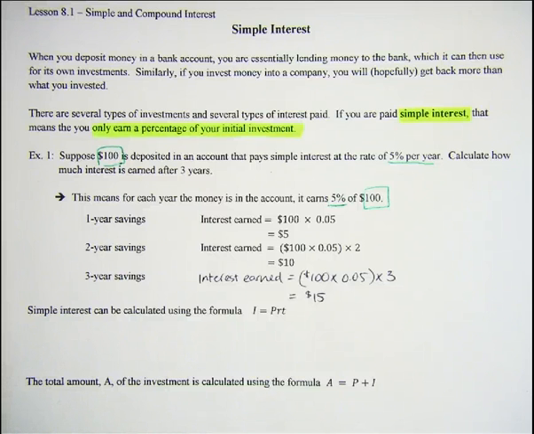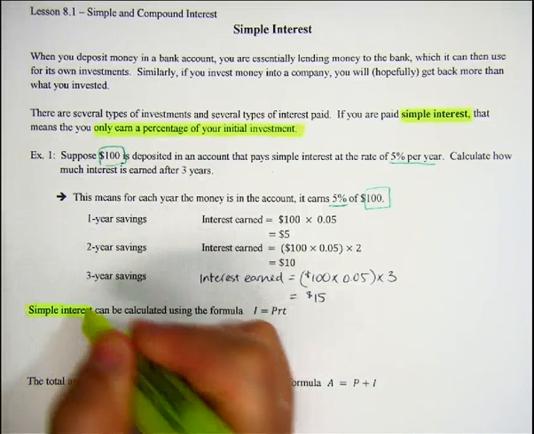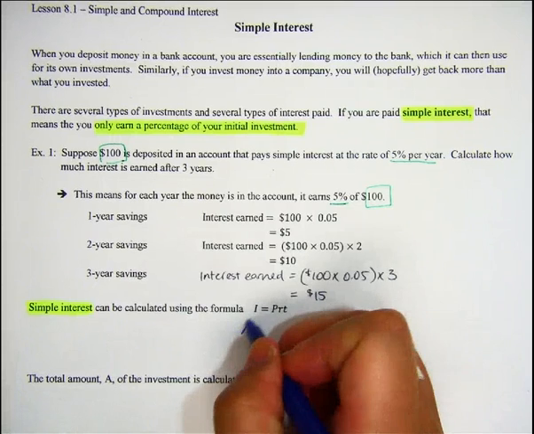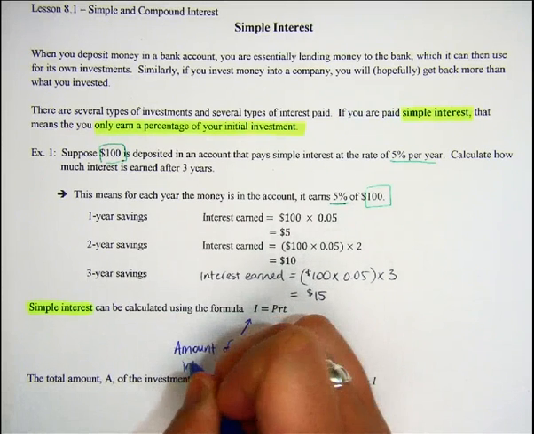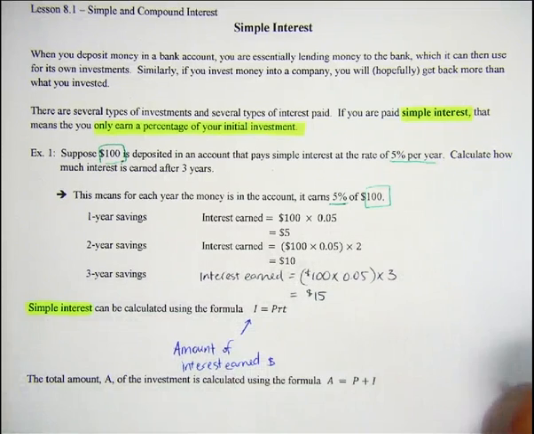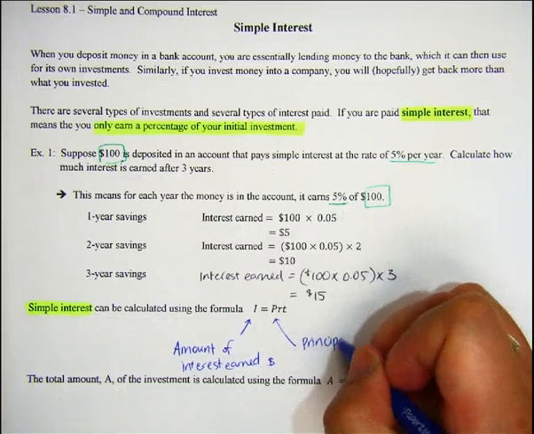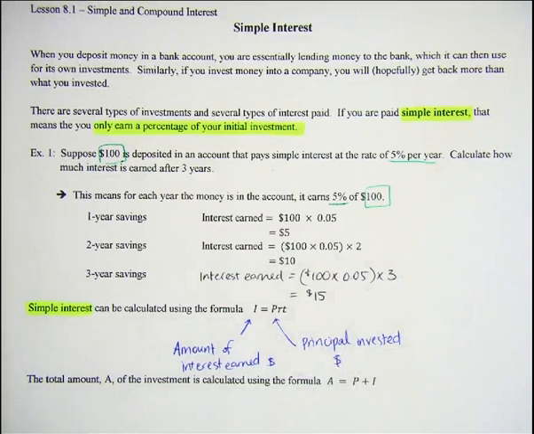All right, so whenever you see the word simple in a financial math question, you would just use the formula I equals PRT to calculate the interest earned. So I represents the amount of interest earned, so that's going to be in dollars. P represents your principal amount that you invested. Okay, so your initial amount that you're beginning with.